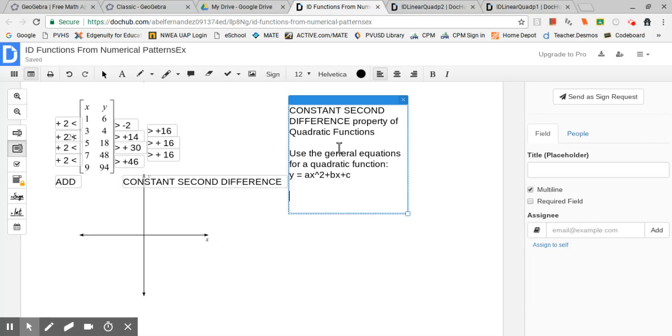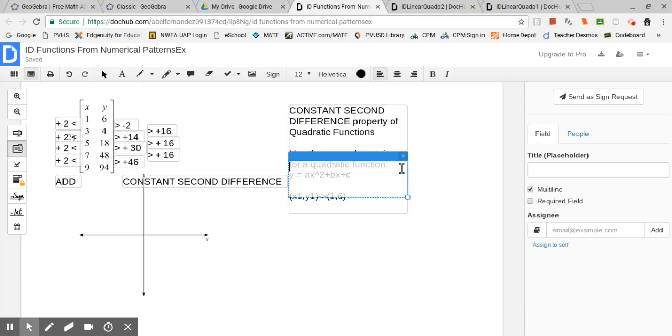And what 3 points should we use? Well, x1 comma y1. You can just use the first 3 points, right? 1 comma 6. And let me copy this. And so you have 3 equations.